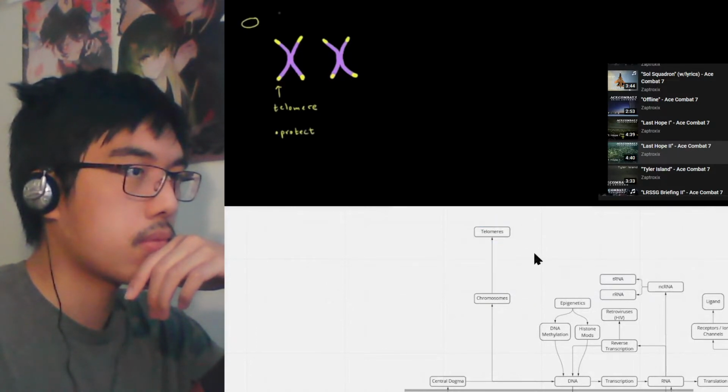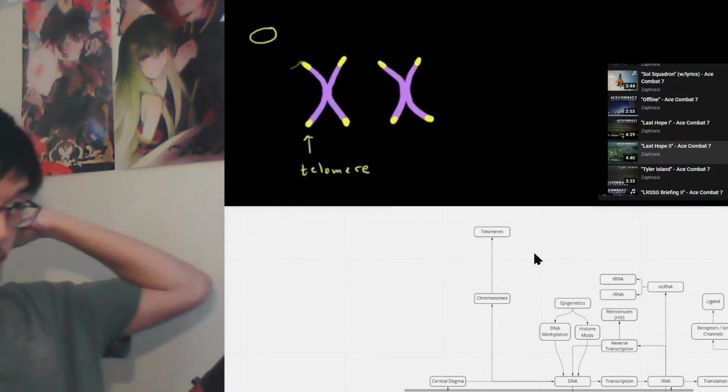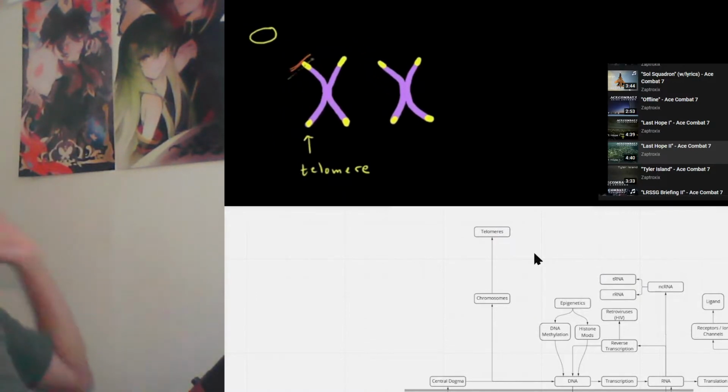Why would the ends of chromosomes deteriorate? The enzymes that replicate chromosomes are not able to get to the very end of the chromosome. So they're going to get to, let's say, this area, and there's going to be a small spot over here that's not replicated. Since the telomeres don't have any genes in them, that's not really harmful. It doesn't really matter.